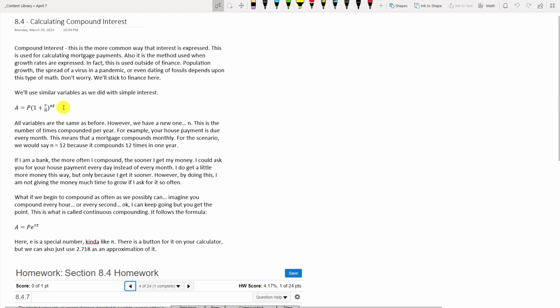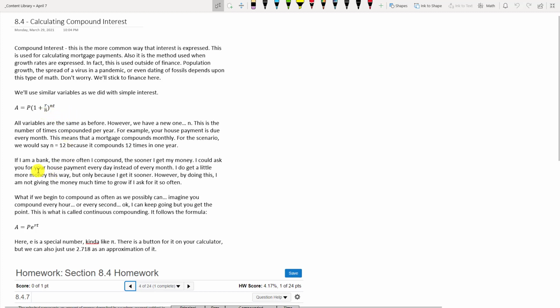So the variables are pretty similar to what we did with simple interest, but we do have a new one here. We have this variable n that shows up here in the exponent and here in the denominator of that fraction. This is the number of times compounded per year. So a very common example is your house payment is due every month. So that means your mortgage compounds monthly. So n is how many times in a year is monthly. So we would say that's 12 because that's 12 times in 1 year for a month. So if it's daily, n is 365. If it was some other number like semi-annually, you would say n is 2.